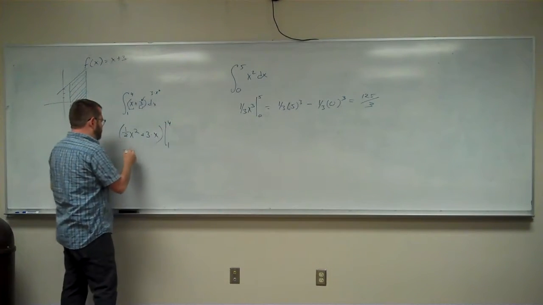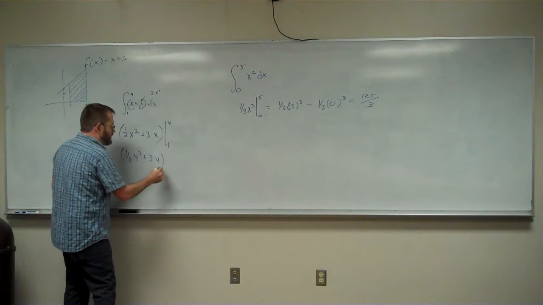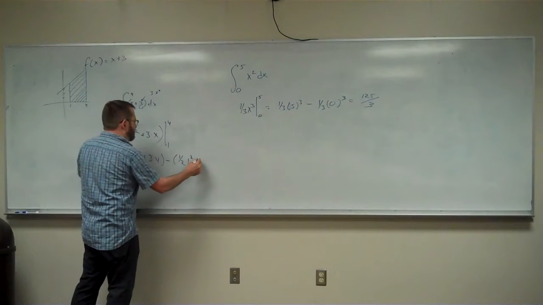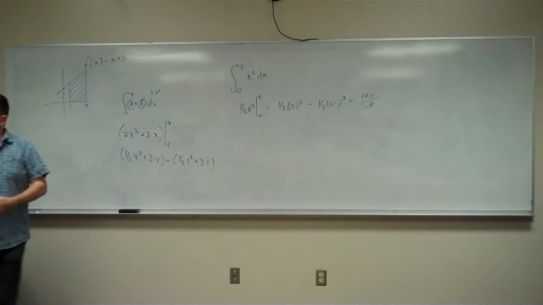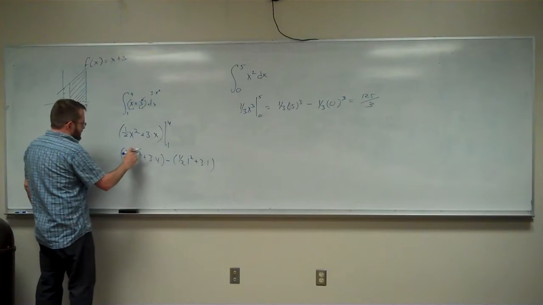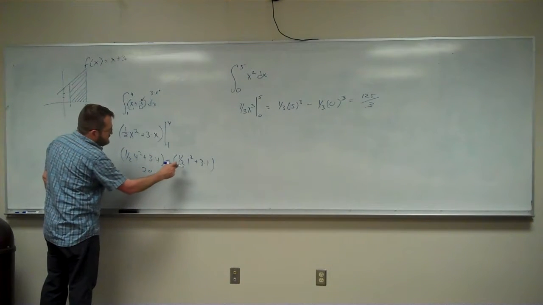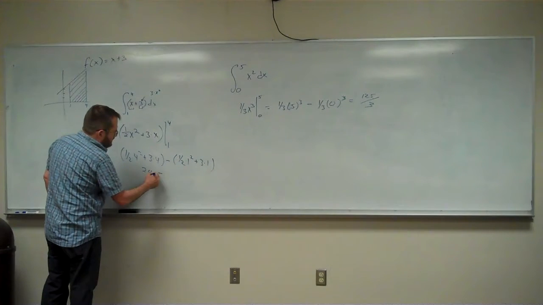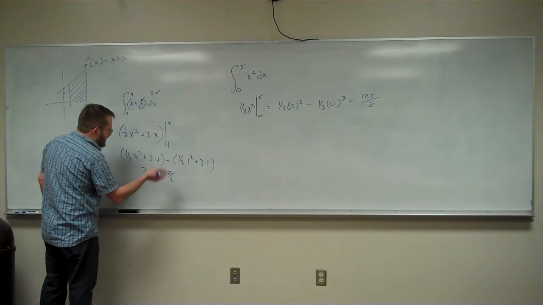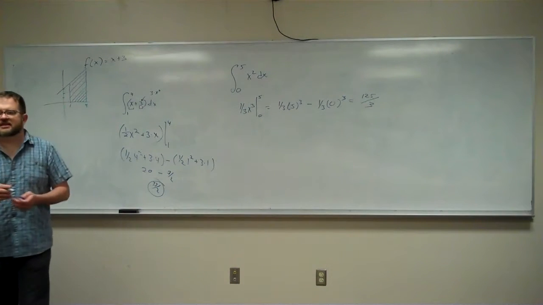That means plug in 4 to this thing: 1/2 times 4 squared plus 3 times 4, minus, now plug 1 into that thing: 1/2 times 1 squared plus 3 times 1. Let's see. 8 plus 12 is 20, minus 1/2 plus 3, that's 7 halves. 20 minus 7 halves is 40 halves minus 7 halves, 33 halves. Does that sound right? I think I did the arithmetic there right.